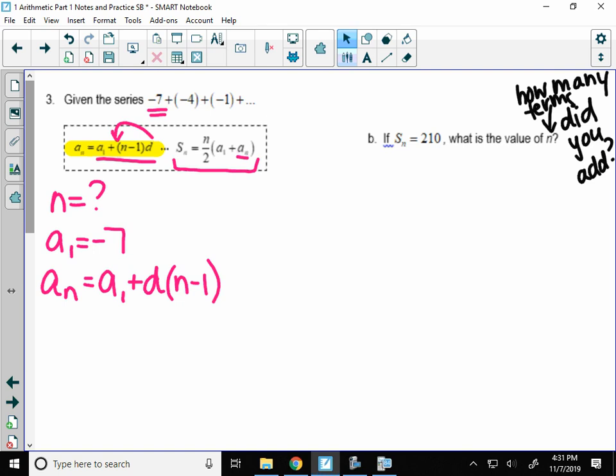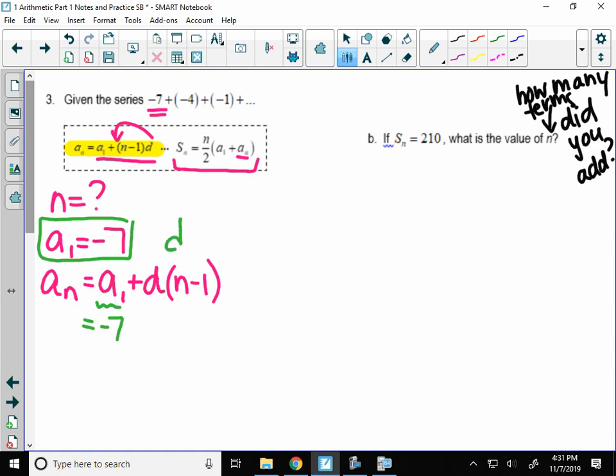Well, what do I know about that formula? I know a sub 1 right here, right? I know this guy. So I know a sub 1 is -7. And I actually do know the common difference, d. I know that I'm adding 3 to get from term to term. So I know that d is 3. I still don't know n, but I at least know those two pieces of information.